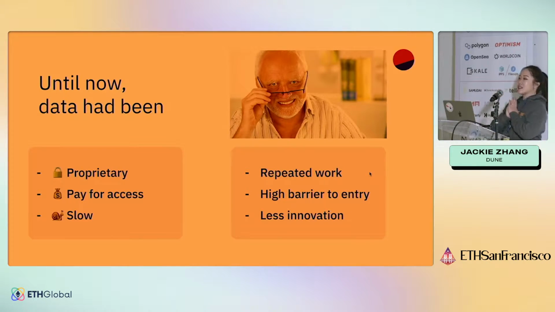Okay, data, right? Up till now, the data in the old world, or the Web 2 world, is proprietary. You have to pay for access, and it's very slow. Think about JP Morgan, these big banks. Everything for them is super closed. They want to make sure that they have the best competitive advantage. And then you need to pay Bloomberg. It's very expensive, right, if you have a Bloomberg machine for your analytics.